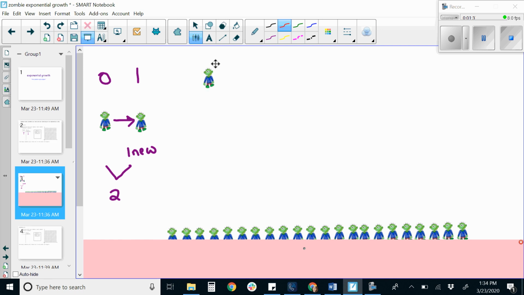Next night. So we don't just have one more infected. We have both of these 2 zombies infecting 2 new people. So this one infects this guy, but he also infects this guy. So we have 2 new ones, but on night 2, we have a total of 1, 2, 3, 4.